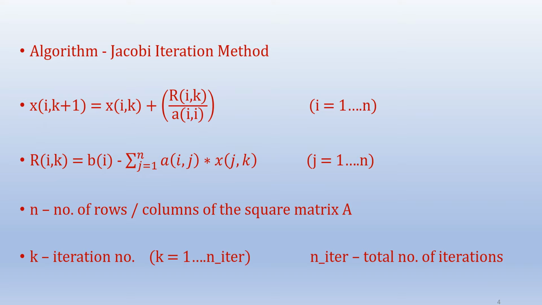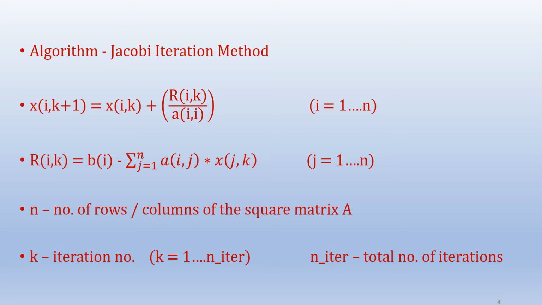The algorithm for the Jacobi iteration method is given below. That is, x of i, k plus 1 equals x of i, k plus r of i, k over a of i, i. Here i varies from 1 to n, where n represents the number of rows or columns of the square matrix, and r represents the residual. And r of i, k equals b of i minus sigma j equals 1 to n, a of i, j times x of j, k, and j varies from 1 to n.